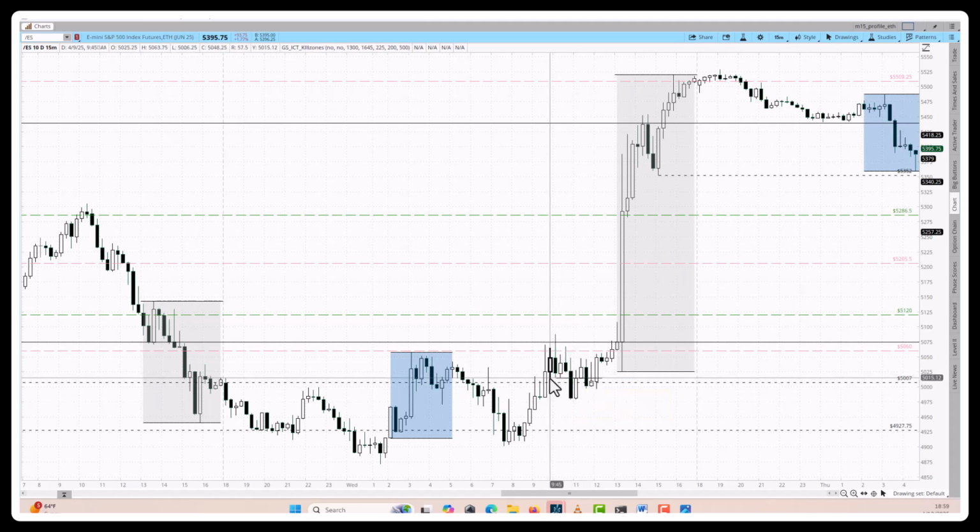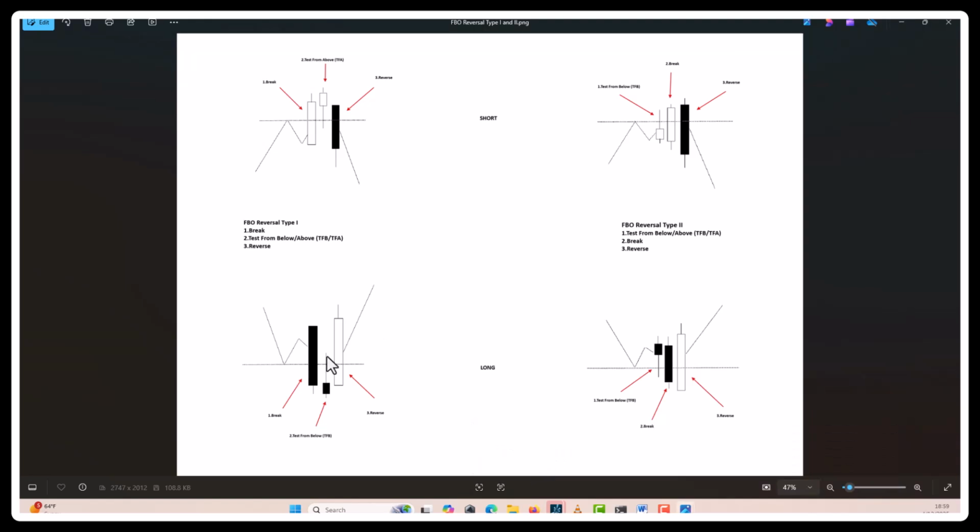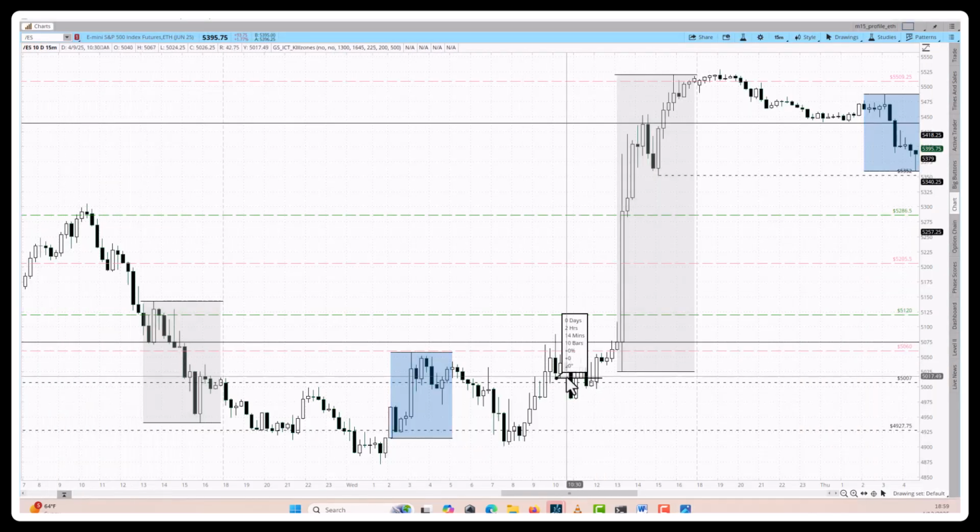So the 9:30, yes, and you see the 10:55 break that level, test from below, break it, and then reverse and test from below right here. Break, test from below and reverse. That's the type 1 reversal right here. Break, test from below, reverse. You saw it right there.